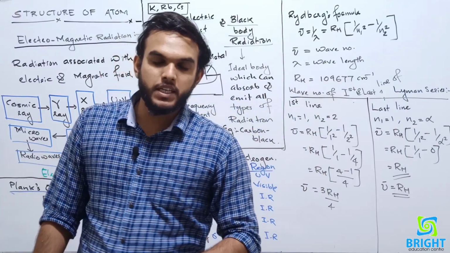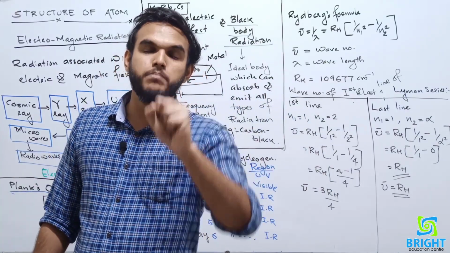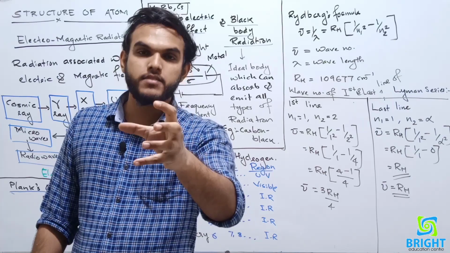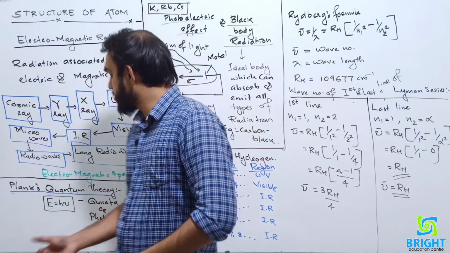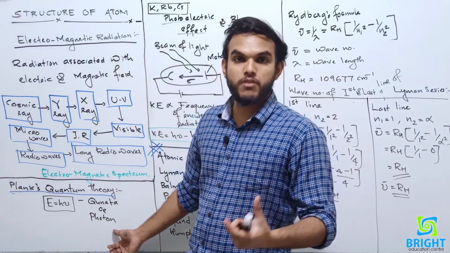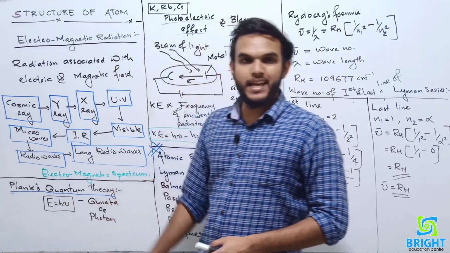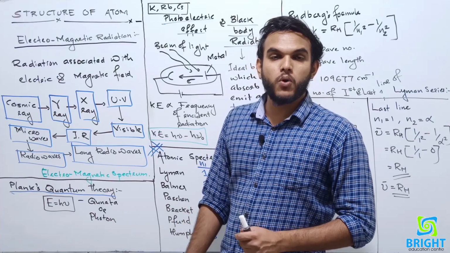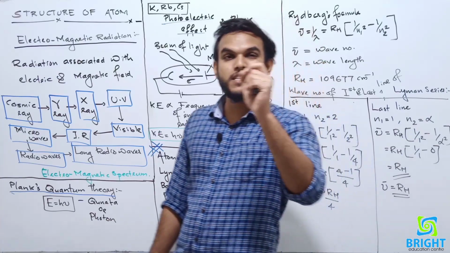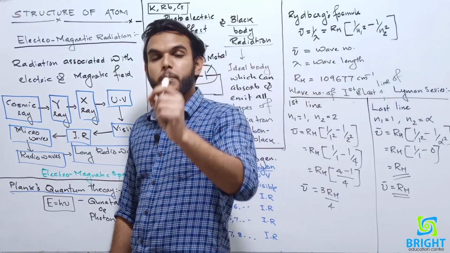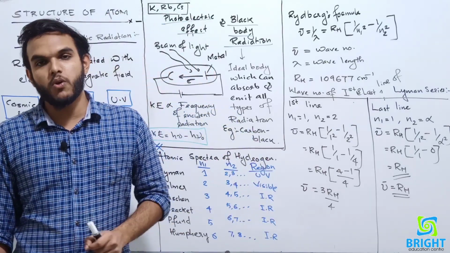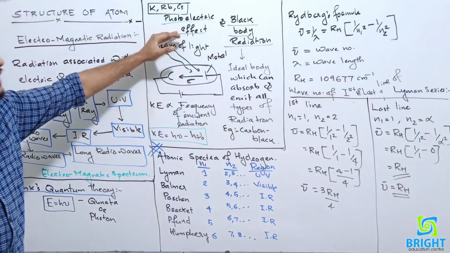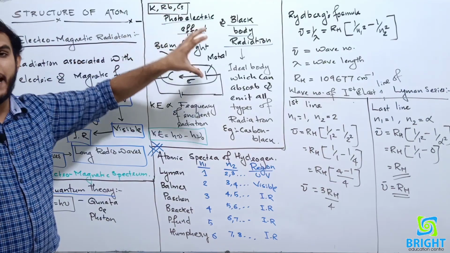What is Planck's quantum theory? Planck explained that energy can be absorbed or emitted in small packets. The small packets of energy are known as quanta, or photons, the packets of light. That is E equal to h nu, where h is Planck's constant. Its value is 6.626 into 10 raised to minus 34 joule second. Then we are going to study the photoelectric effect and black body radiation.